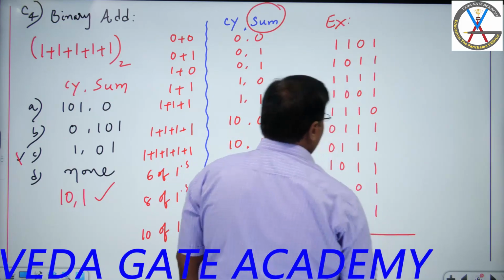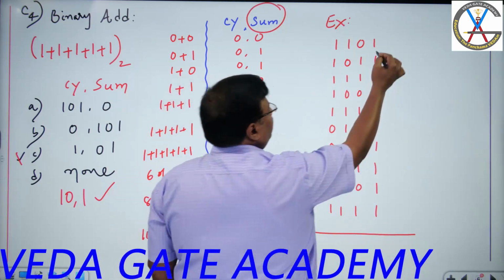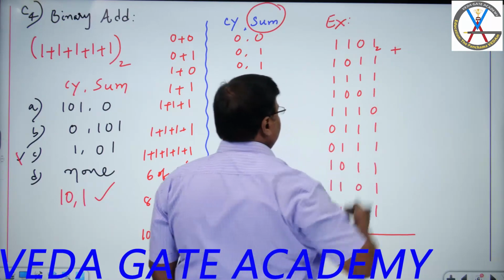Let us add these numbers by the procedure we had. Base 2, all these are.